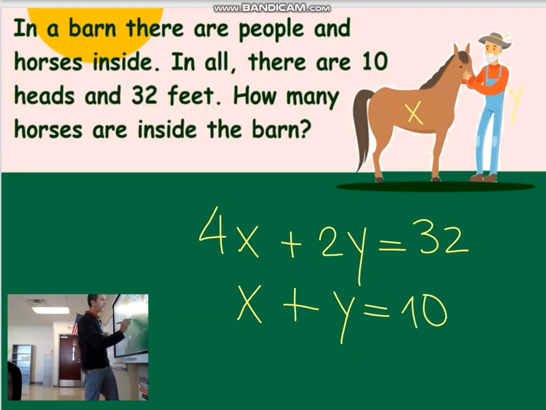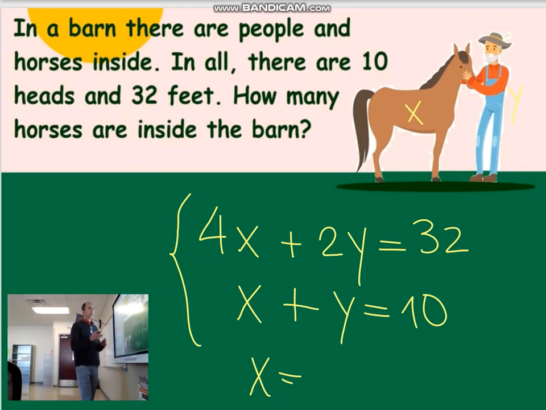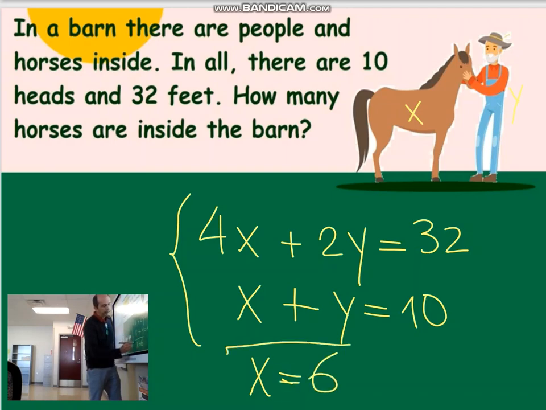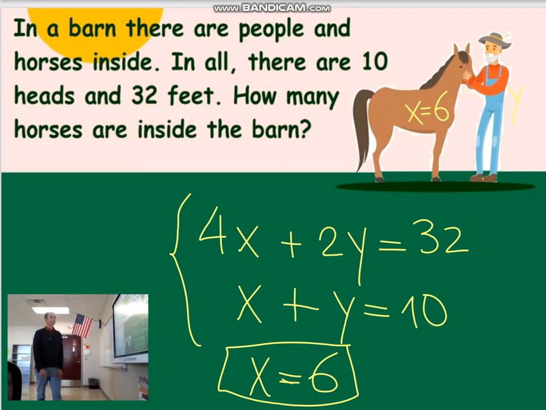If you solve this system of linear equations, you can apply the elimination method or the substitution method, but in the end you're going to find the answer. X equals 6. The number of horses in the barn is 6 horses. This is the answer for our puzzle.